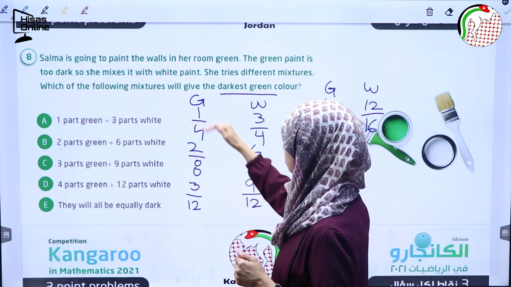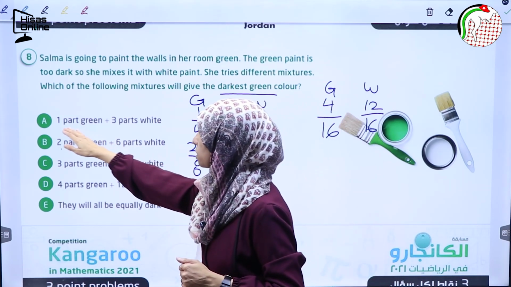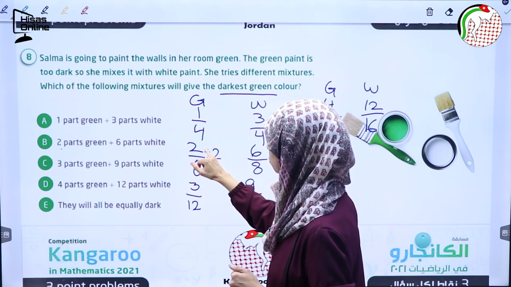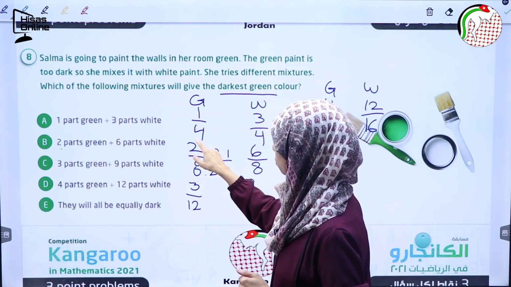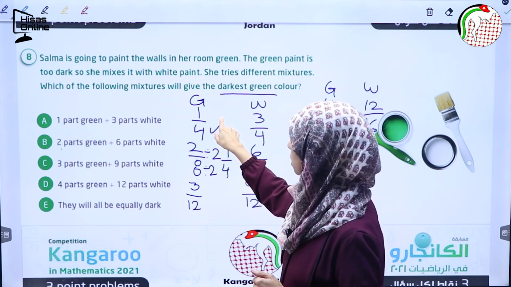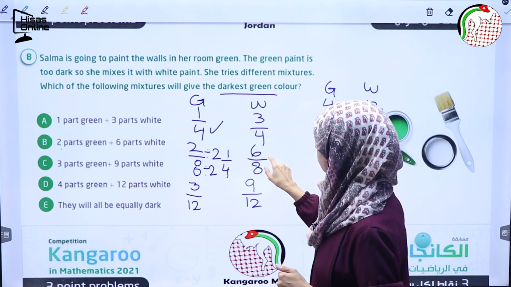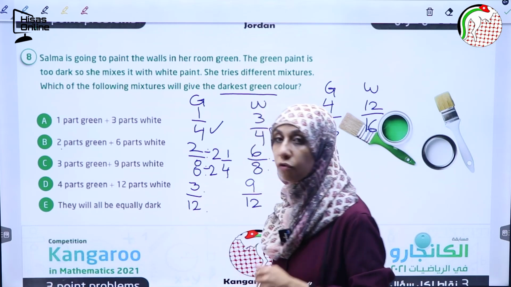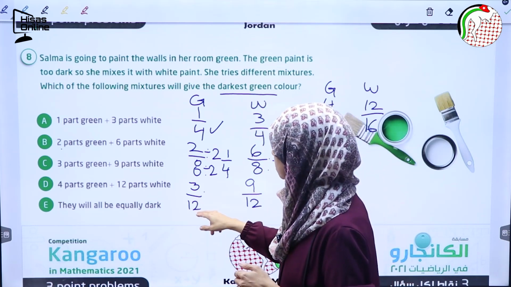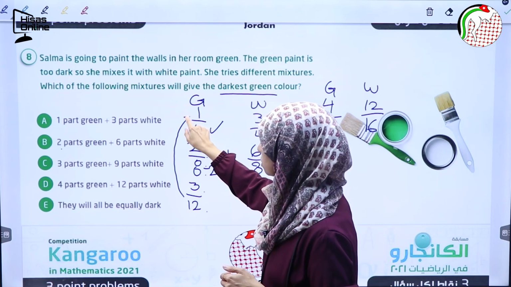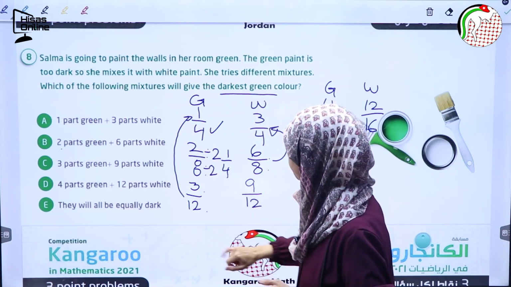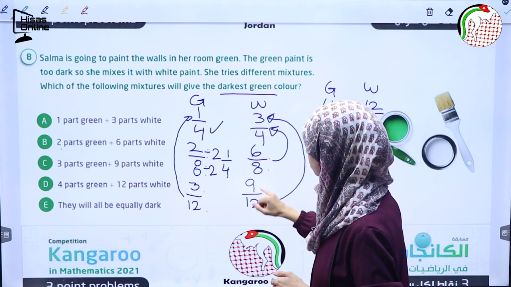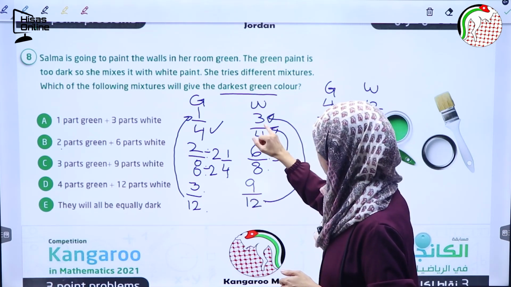Equivalent fractions to the first option here. To find the equivalent fraction, you will divide by 2. That makes a quarter, which is the same here. Again, this one is an equivalent fraction to this. 3/12, again, it's an equivalent fraction to the first combination. 9/12, the same. If you divide by 3, you will have 3/4.